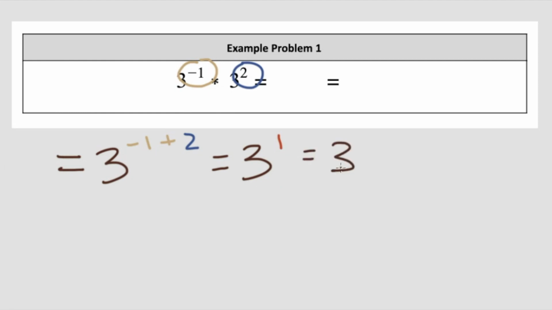So I'm going to put that in brown. 3 multiplied by itself is just 3. I'm going to write that at the very top as well, just to make sure that we understand what's going on and that I'm writing my answer.